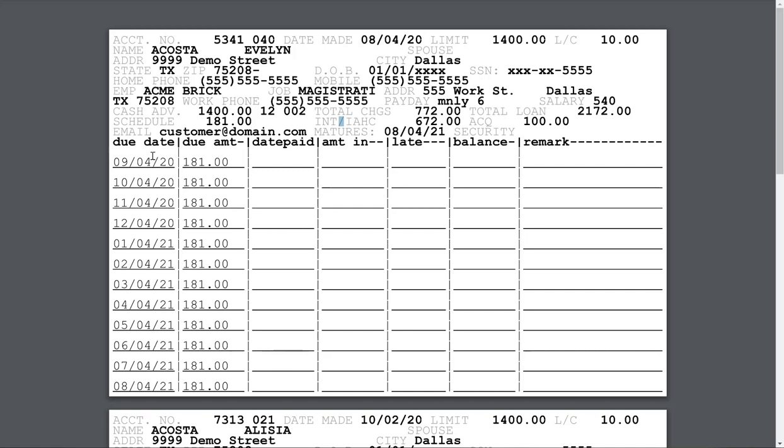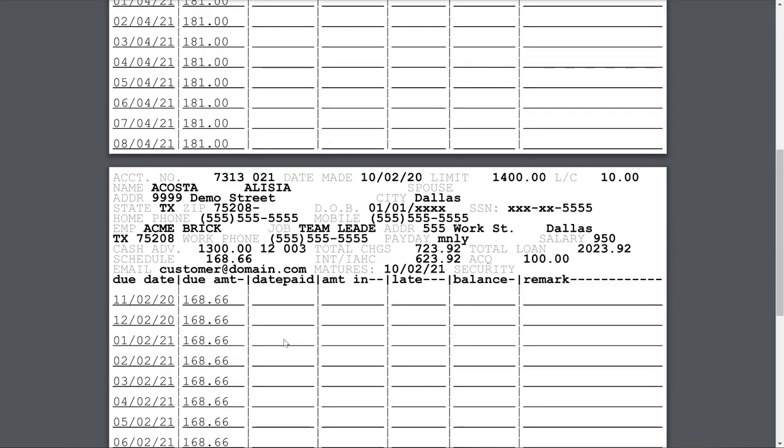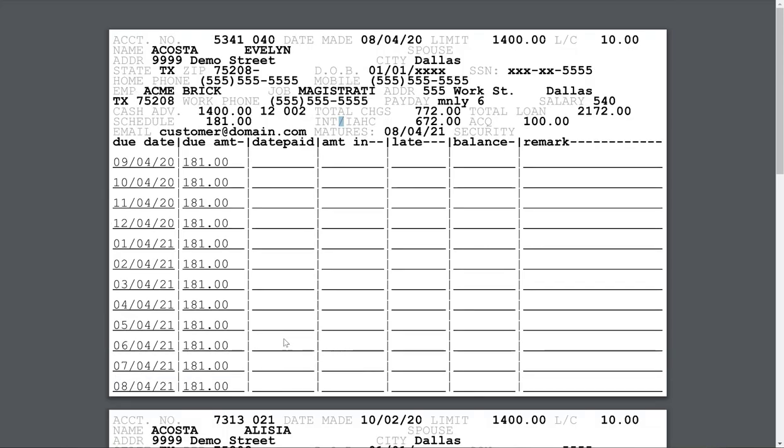So this is ledger cards. They are pretty informative manually, and some customers still like to keep paper files of their loans. This is a good way to do that.